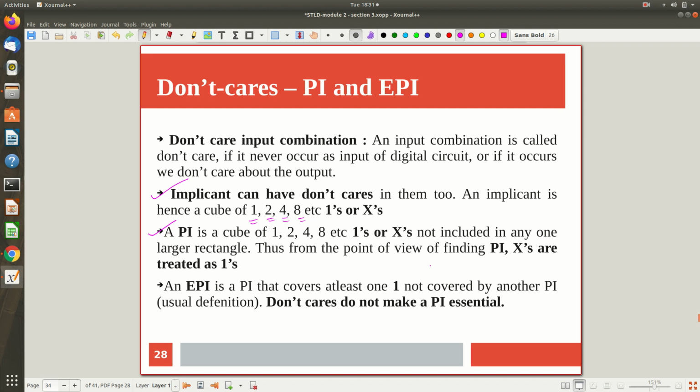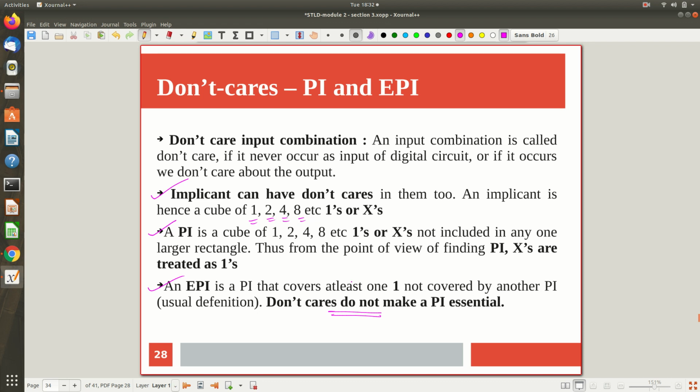And when you remove a particular variable, it no longer implies your function. So that default definition we will apply, but the only thing is, when you find the biggest grouping, we will consider the don't cares also. But finally, when it comes to essential prime implicants, don't cares do not make a prime implicant essential. So this is very important. We are not going to consider the don't cares when it comes to essential prime implicants.